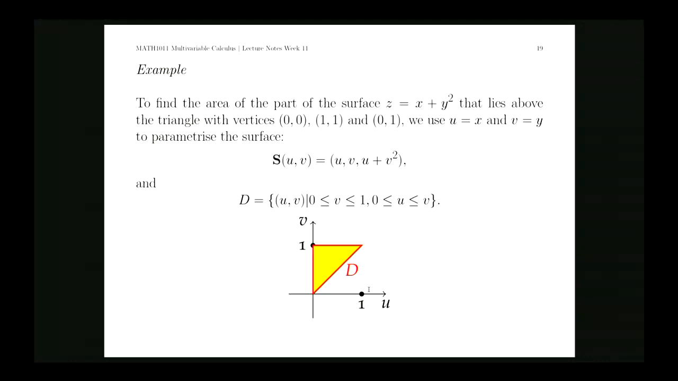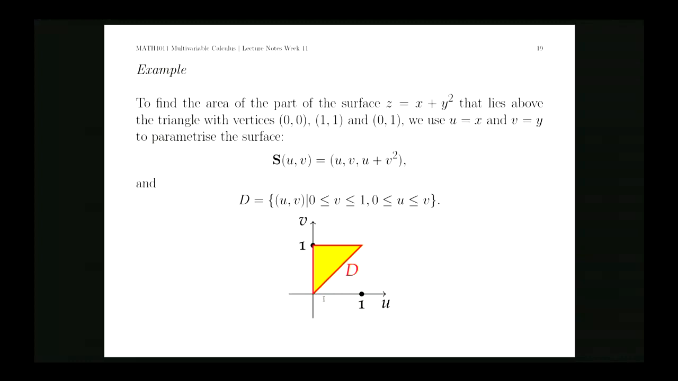Because it's x plus y squared, cylindrical and spherical aren't going to help, so brute force it. Let x equal u and y equal v. So my parameterization is just x is u, y is v, so z becomes u plus v squared. And my region in the uv plane, which is the xy plane because I've let x equal u and y equal v, looks like this: the triangle with vertices (0, 0), (1, 1) and (0, 1).